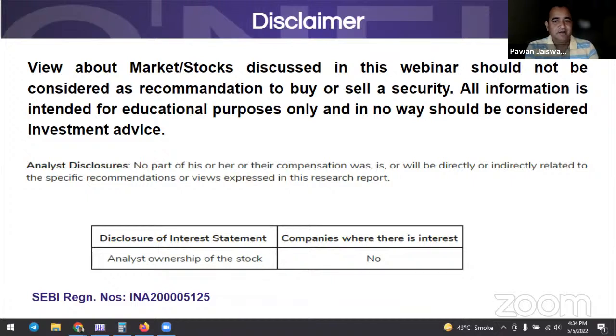Let's start. Before the discussion, the most important disclaimer from our side: whatever we are going to discuss, please consider it as an example purpose. Please do not consider it as a buy or sell recommendation in any form or manner.